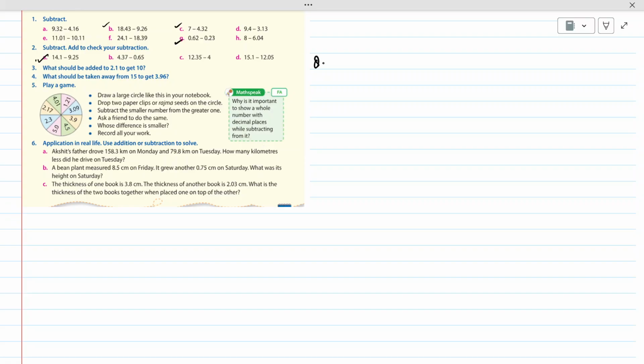Question number 3 says, what should be added to 2.1, which number should be added here, so that we get 10. So we have to find this number. I'm keeping this question mark as is, 10 here, and we are going to move this 2.5 to the right hand side. Here it is in plus. When we are moving it to the right hand side, this will become minus.